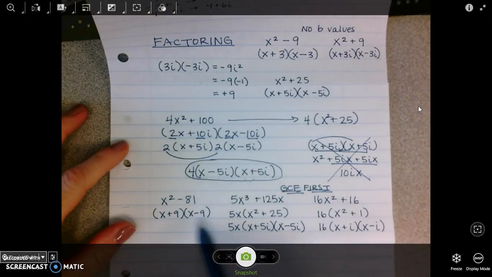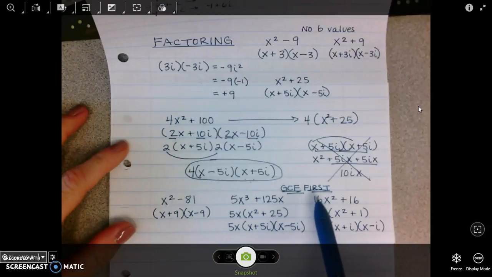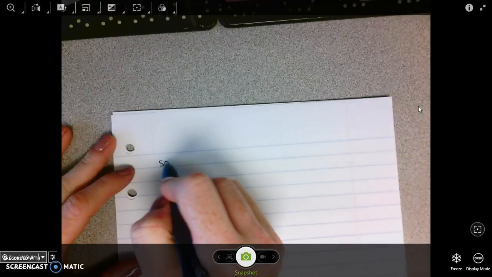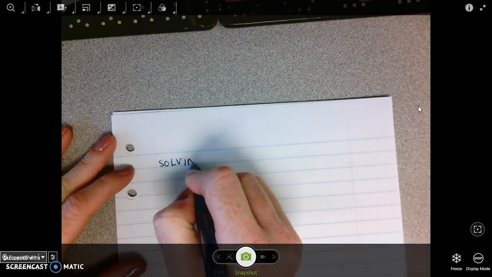So here are the answers to the factoring problems. Don't forget to take out the greatest common factor first and check. Difference of squares, that problem hasn't changed. Sum of squares is now where you pull out the GCF and then factor with the imaginary value. Okay? So now we're going to move on to solving with imaginary numbers.